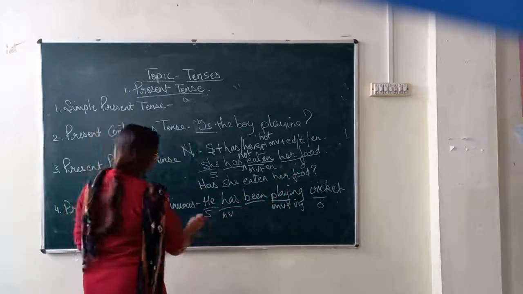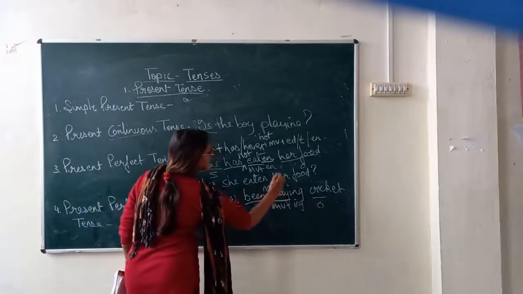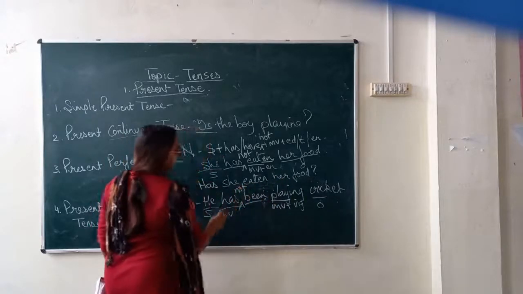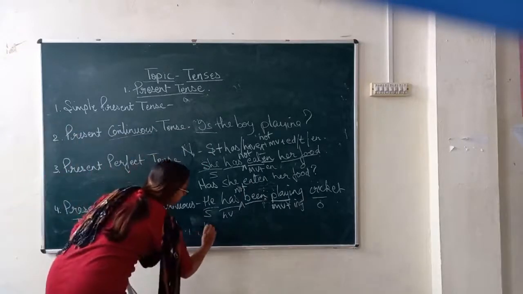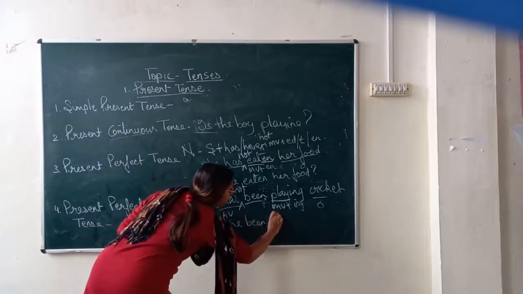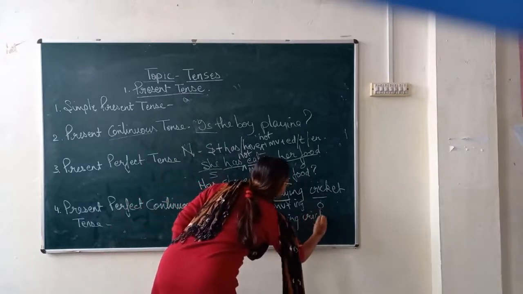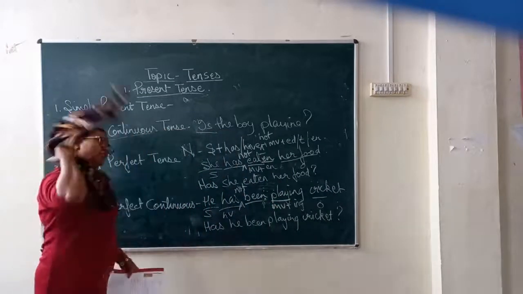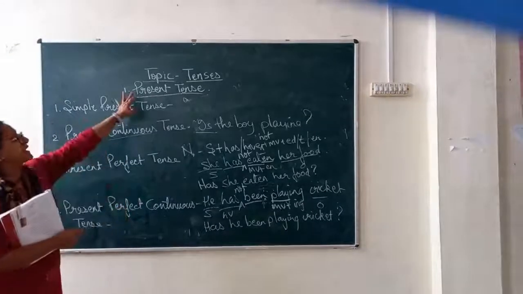In the negative, he has not been playing cricket. In the interrogative sentences, you will say, has he been playing cricket? With question mark. Has he been playing cricket? Question mark. I hope you have understood.